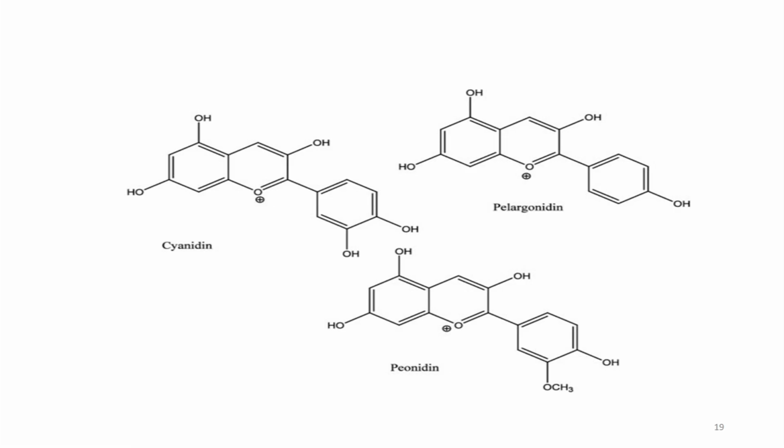Now, if we look at these structures, cyanidin, pelargonidin and peonidin, you see there is a fairly good amount of similarity. The basic skeletal structure remains the same. That means rings A and B are common. It is only the functional groups on the third ring which are different. Cyanidin has 2 hydroxy groups, pelargonidin has 1 hydroxy group, and peonidin has 1 hydroxy and 1 methoxy group. That makes them different anthocyanins.